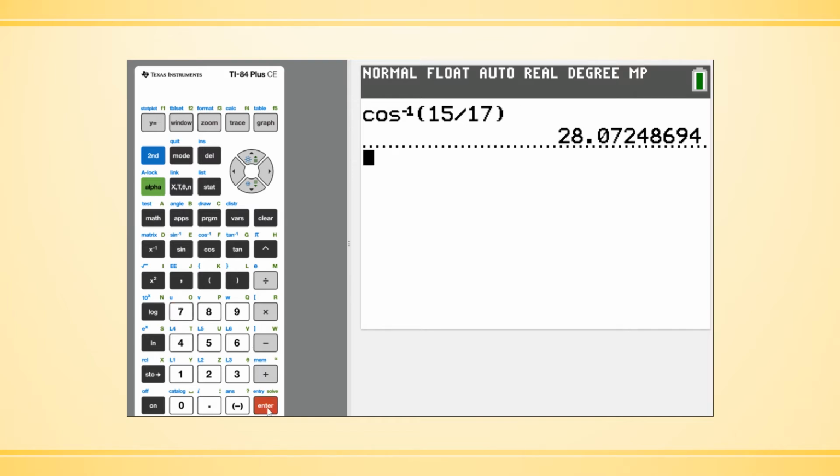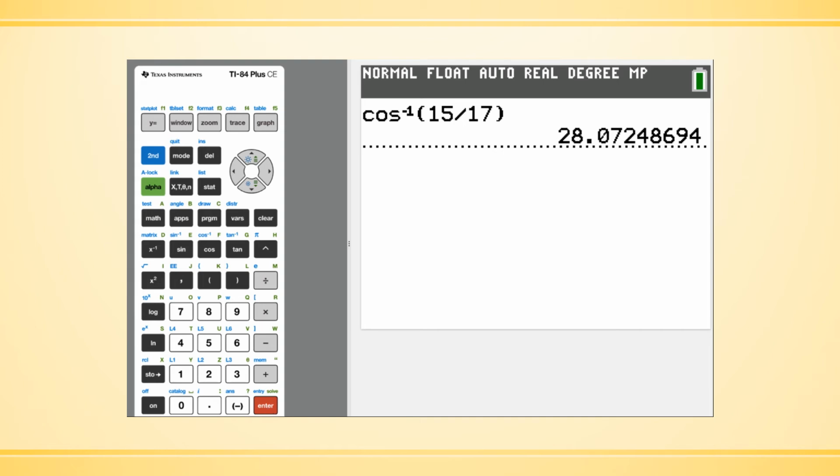And I see I've got 28, and we were asked to round it to the nearest tenth. So I got 28.07, or 28.1. That would be the angle measure in degrees when we have a cosine of 15 over 17. Now our second triangle, we had a tangent because we knew the opposite side and the adjacent side. And so the opposite side was 27, whatever units that was in. And the adjacent side was 18.